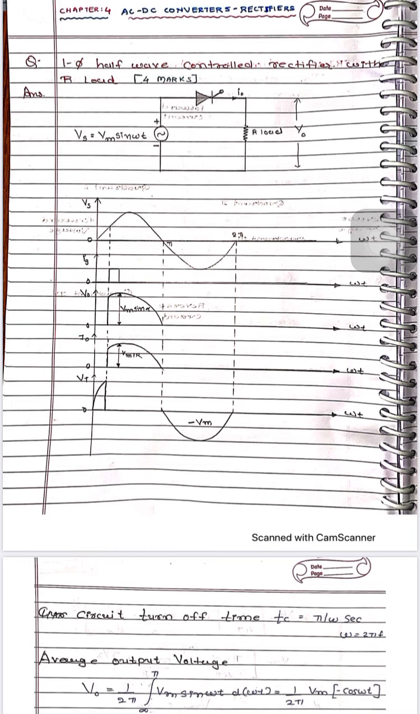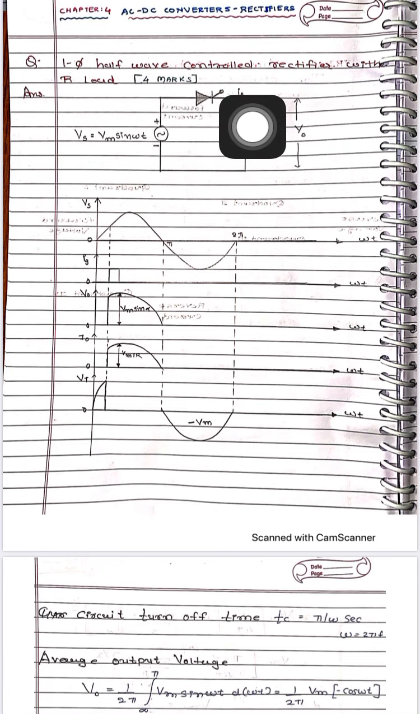For understanding the operation of the rectifier, we simply choose a resistive load, because the voltage and current are in phase. So, this rectifier converts AC to variable DC. The AC supply is Vs equal to Vm sin omega t. This is the symbolic representation of the circuit. The current will flow in the clockwise direction: first the source, then the thyristor, then the resistive load, and back to the source.